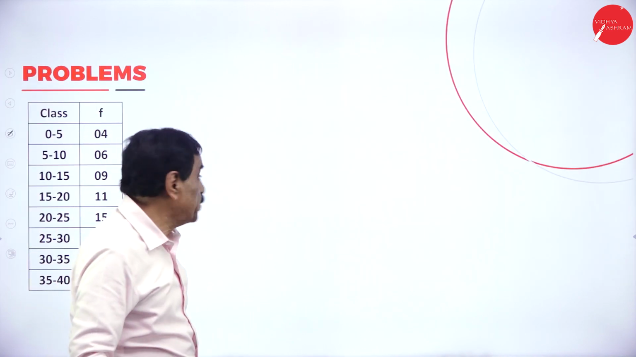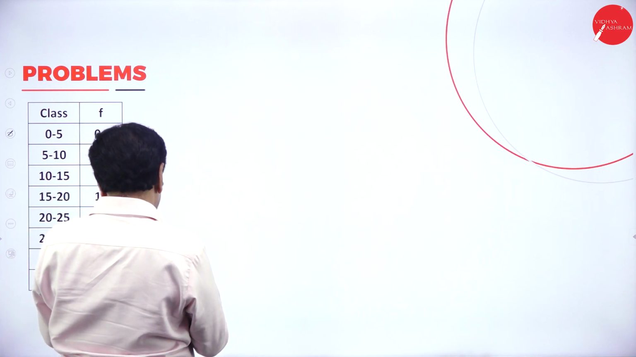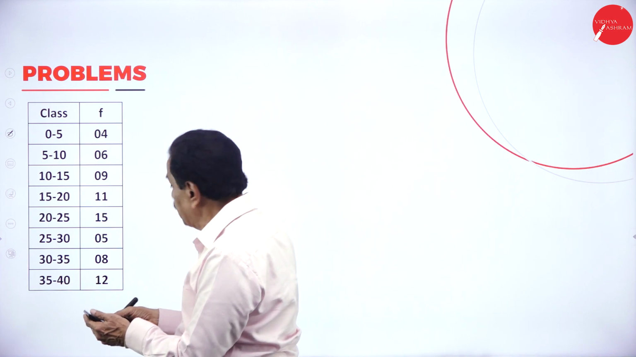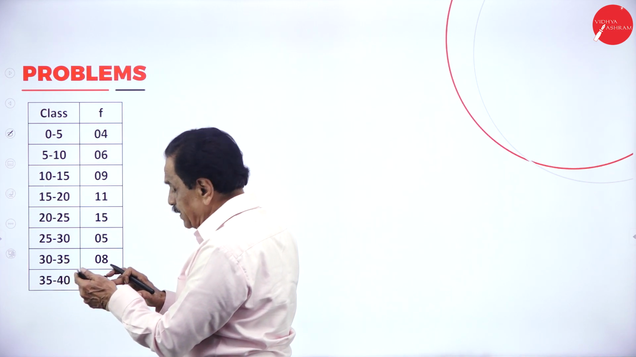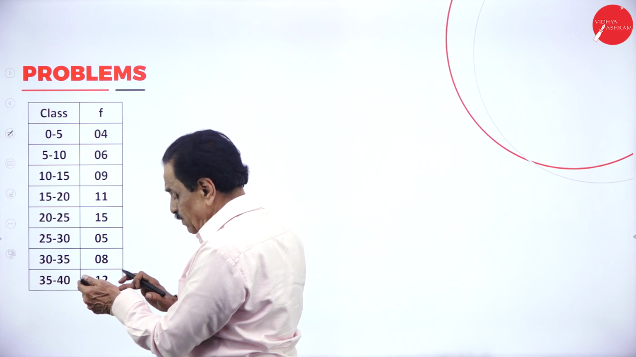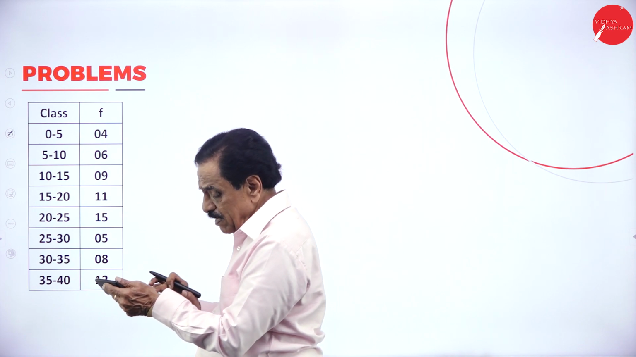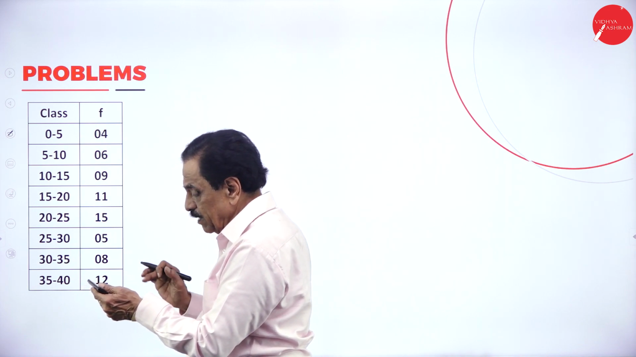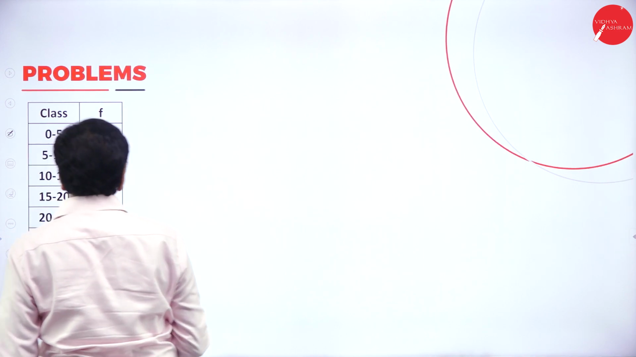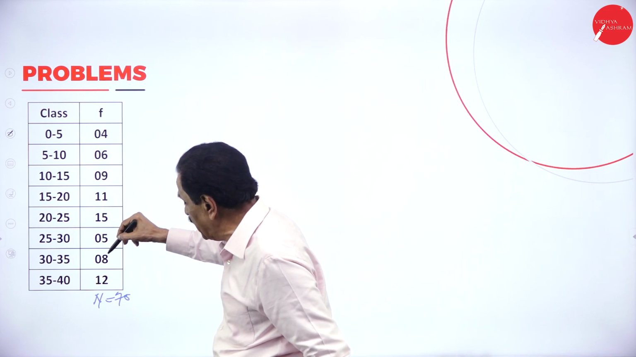The last problem: 0 to 5, 5 to 10, 10 to 15, 15 to 20. So what is the first step to do? Add the frequency. What is the first number? 4 plus 6 plus 9 plus 11 plus 15 plus 5 plus 8 plus 12 is equal to 70. N is equal to 70. N is equal to 4 plus 6 is 10. 10 plus 9 is 19, 20, 30, 45, 50, 58, 60, 70.